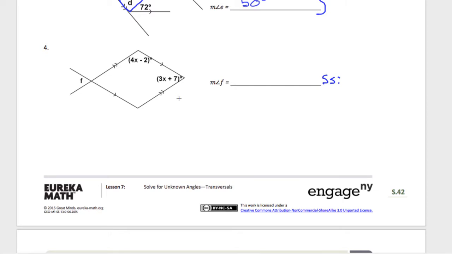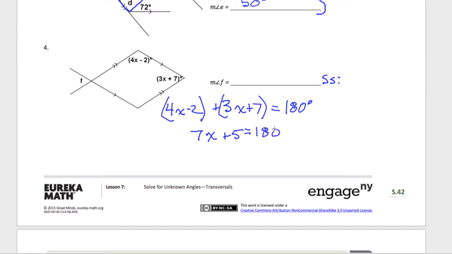So I'm going to add these together and set it equal to 180. So 4x minus 2 plus 3x plus 7 is equal to 180 degrees, and that means 7x plus 5 is equal to 180, and that means if I subtract 5 from both sides, 7x is equal to 175, and that's going to be, so if I multiply by 20, then that's going to give me 140 with a remainder of 35. So it's going to be 25. X is equal to 25.